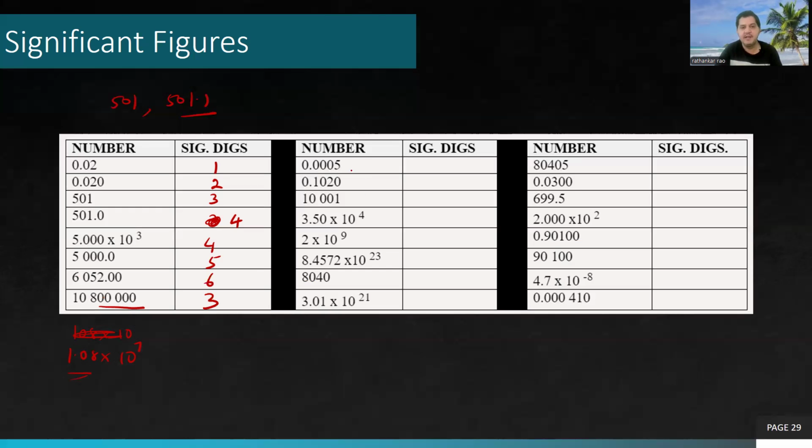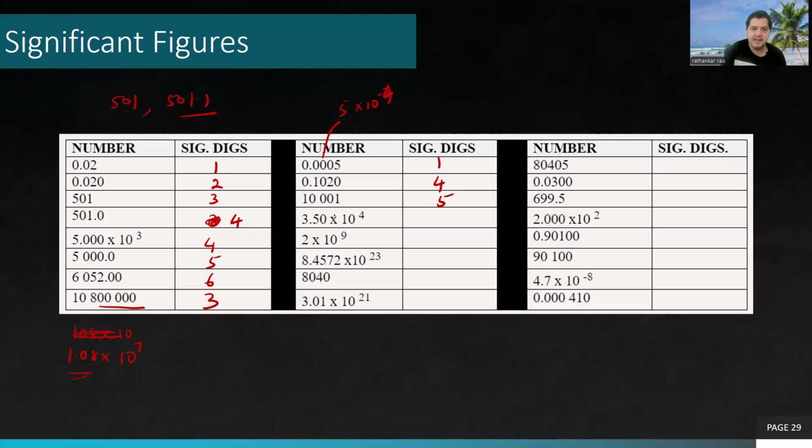Let us do this one here. So this will have all these 3 significant figures. These zeros have no value, because I can write this as 5 into 10 power minus 3, right? 1, 2, 3, 4, sorry, minus 4. So it will have only one significant figure. 0.1020, so it has 4 significant figures here. And here, 1, 2, 3, 4, 5. So this is 5 significant figures.